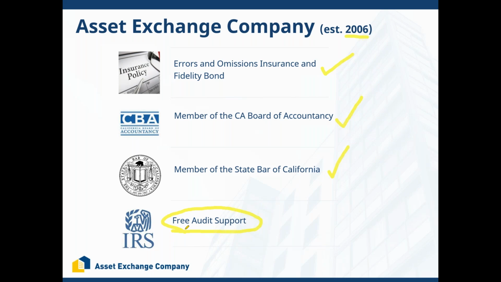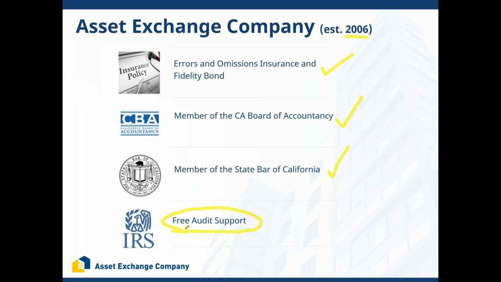And about 5% of our clients get audited every year. And when you get audited, you have two options. You either go out and hire a $750 an hour tax attorney who probably doesn't know the 1031 exchange tax law as well as us or have nearly as much experience, or you come to us and we help you defend the position that you took in your 1031 exchange.